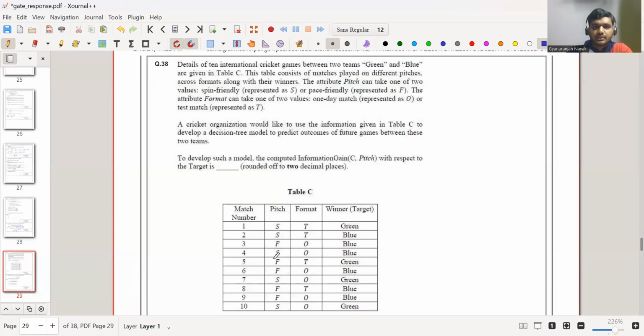So details of 10 international cricket games between two teams, green and blue. Two teams here: the first team is green, the second team is blue. These are given in table C. This table consists of matches played on different pitches across formats along with their winner. The attribute pitch can take one of two values: spin friendly represented as S or pace friendly represented as F.